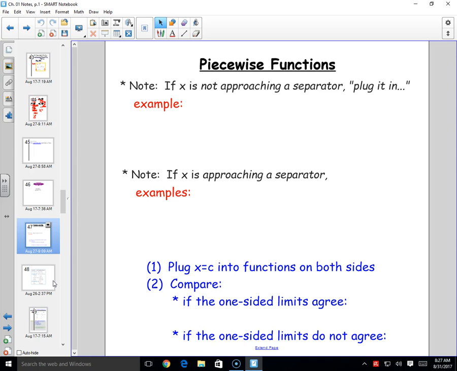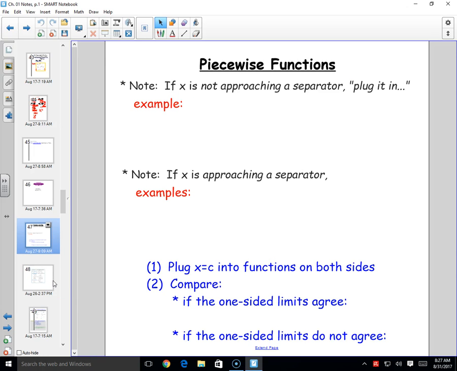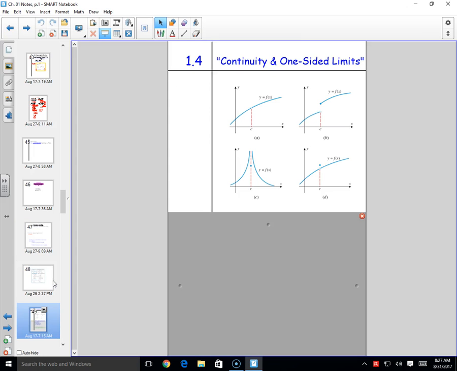Kiddos, on Monday we will do some fun multiple choicey stuff. Yay! But for today, let's write down stuff about piecewise functions, and then let's get into section 1.4. Is this still 1.4? Oh, yeah.